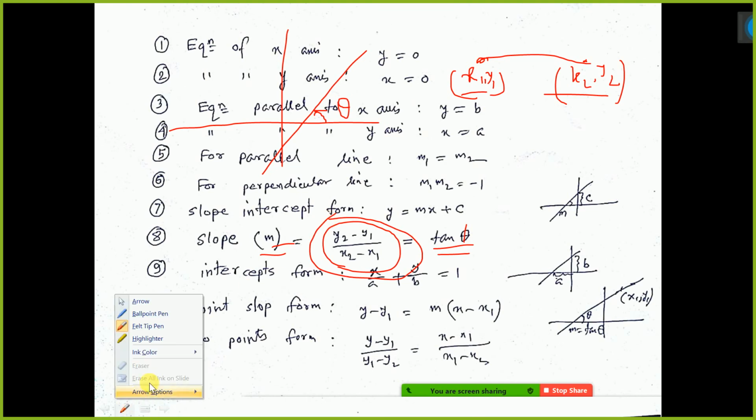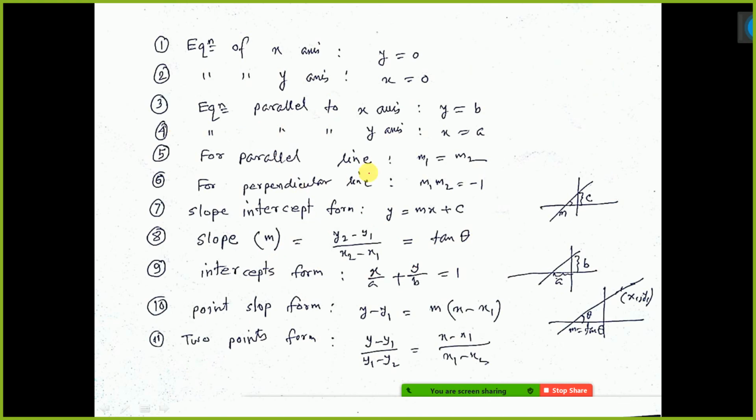Now the matter is that if you get the slope, then you can find the intercept from this line. Just put the value of m and the value of c, and you will get the slope intercept form. That is one straight line's equation, the slope intercept form.